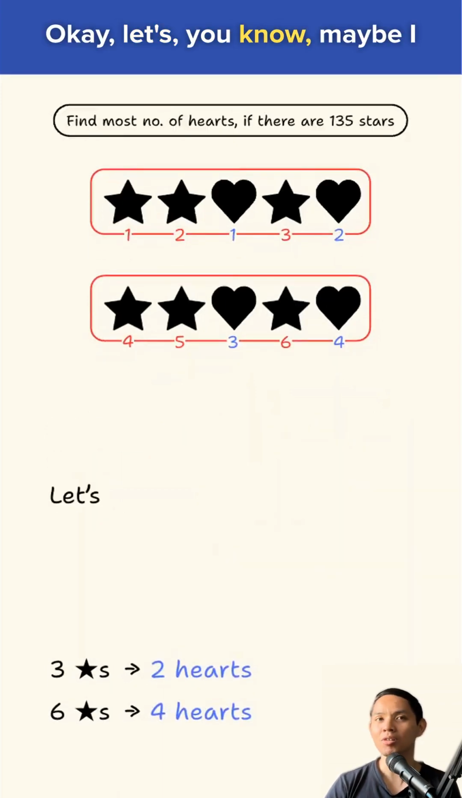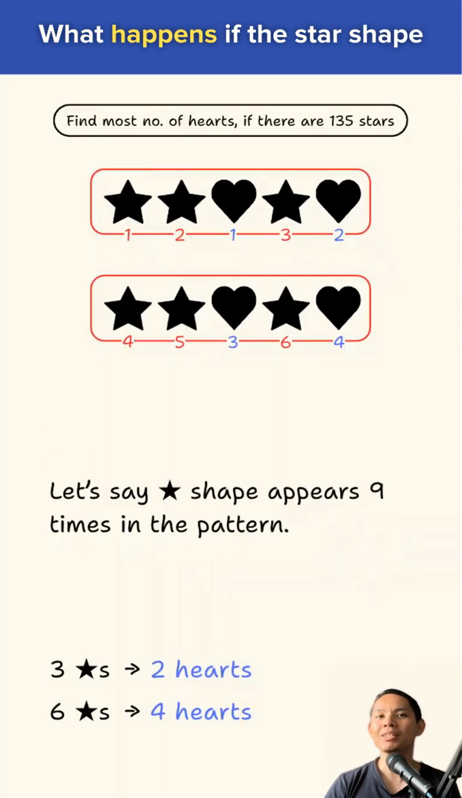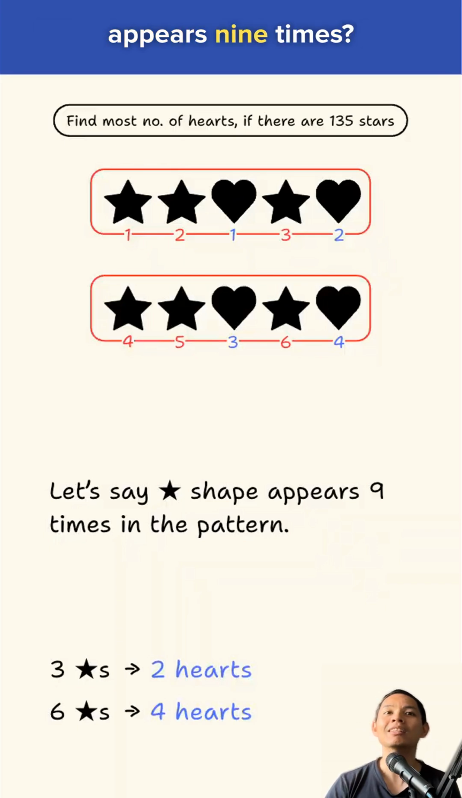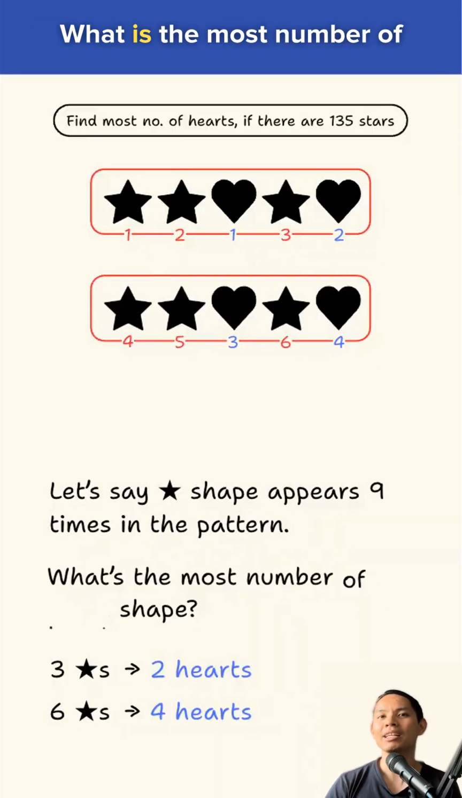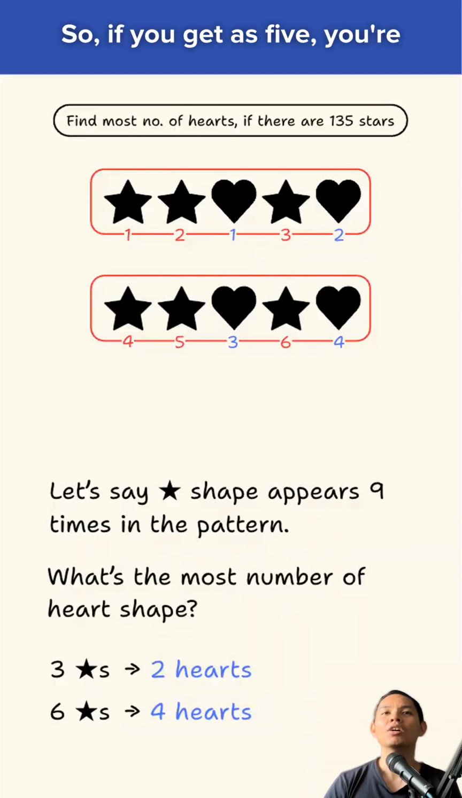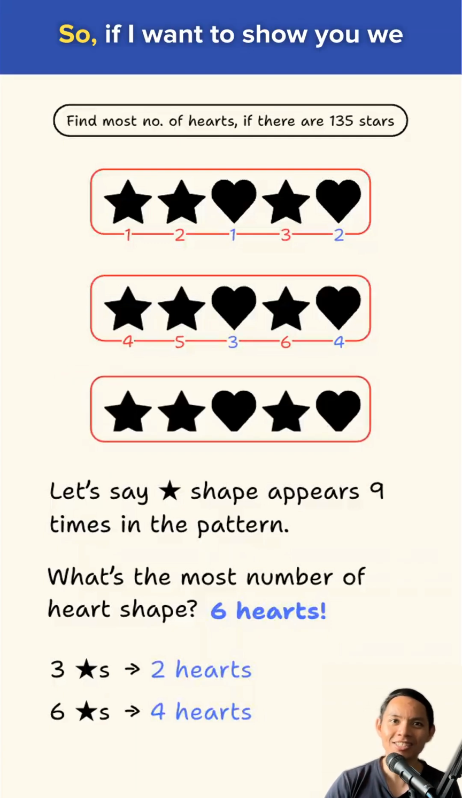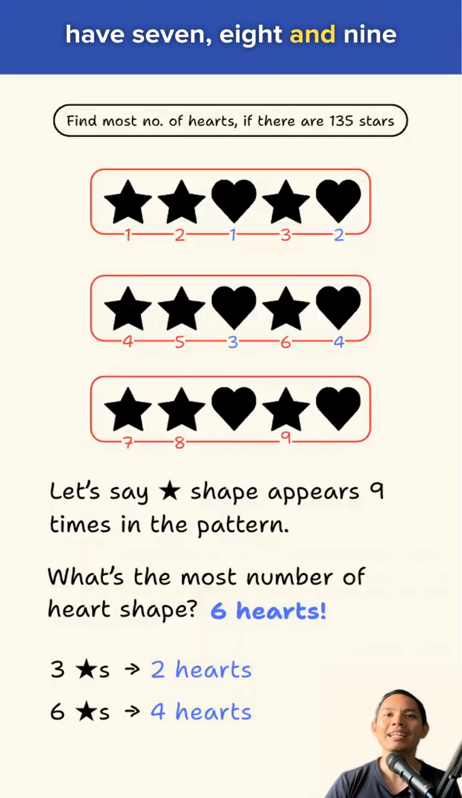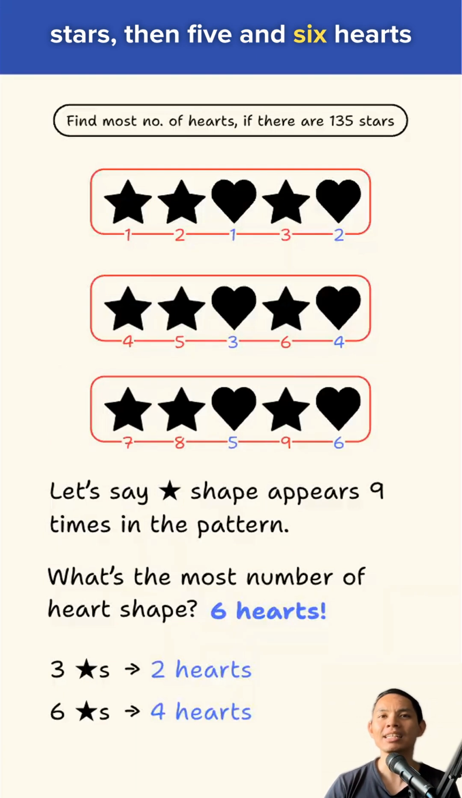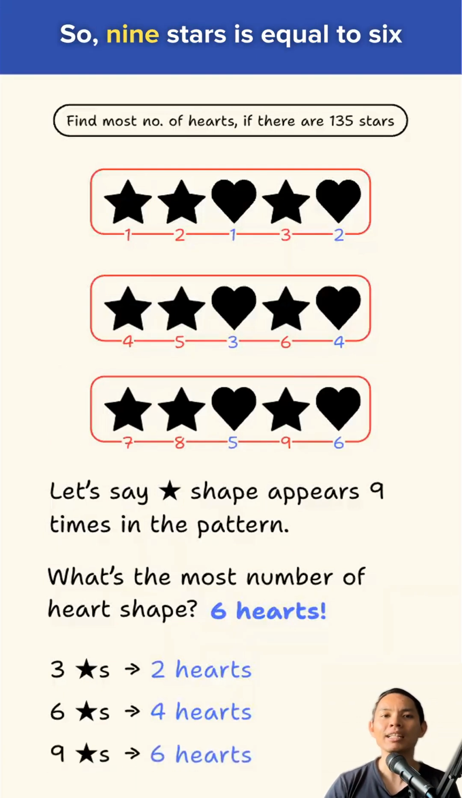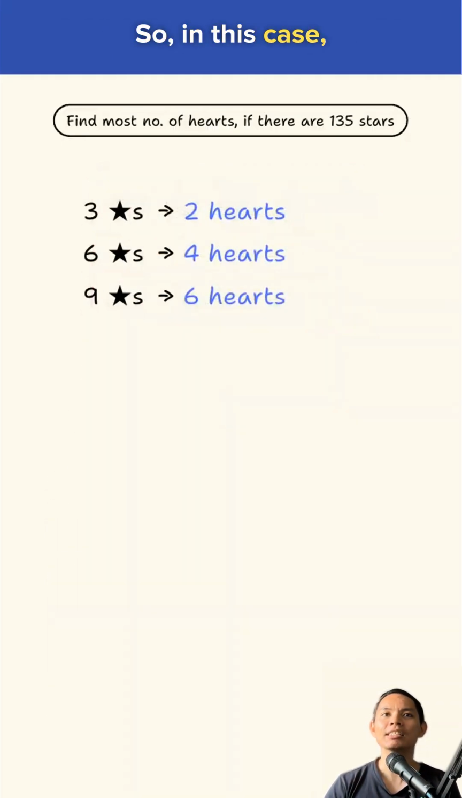Let's ask this question: what happens if the star shape appears nine times? What is the most number of heart shapes? If you guess five, you're wrong. The answer is six hearts. If I were to show you, we have 7, 8, and 9 stars, then 5 and 6 hearts will appear. So 9 stars is equal to 6 hearts. I think from here you can see a pattern. 3 stars is 2 hearts, 6 stars is 4 hearts, and 9 stars are 6 hearts.